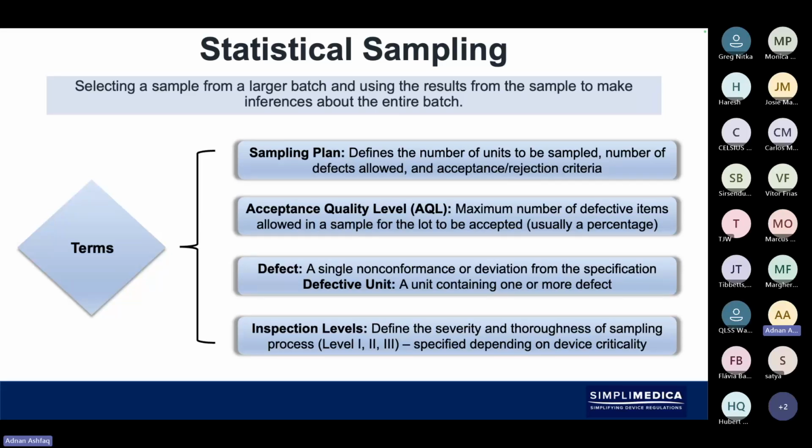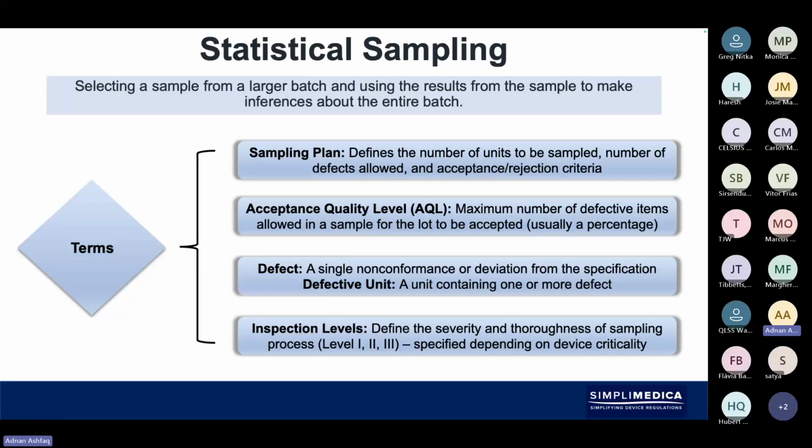The whole point of using statistical sampling is that you're not destroying an entire batch for testing. So you take a representative sample size from the batch, which if it passes the acceptance criteria, then you can assume that it's passed the entire batch. If it fails, then you assume that it fails the entire batch. And that's the whole premise of using statistical sampling.